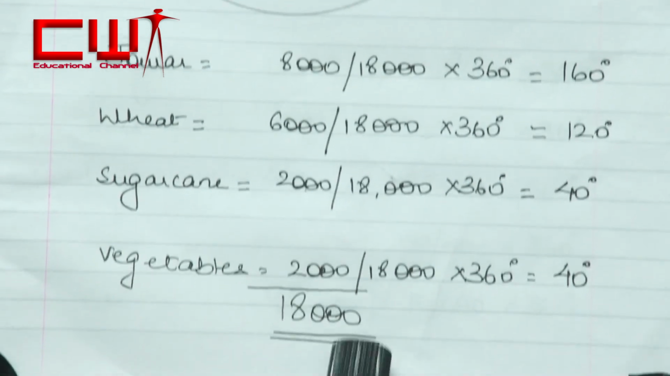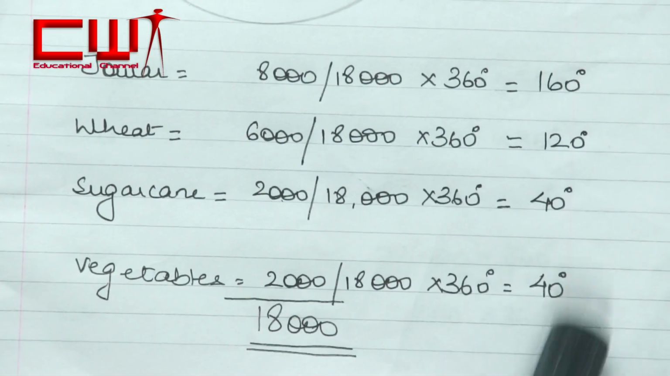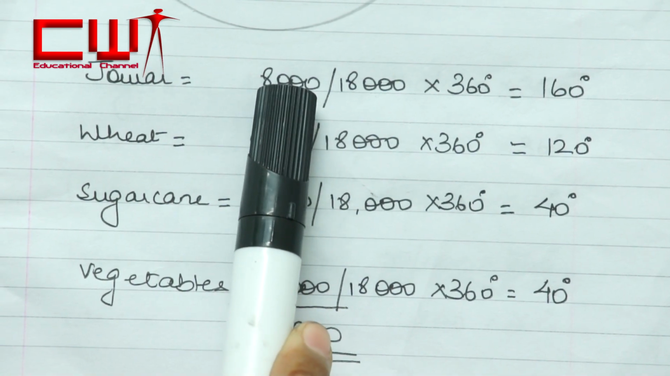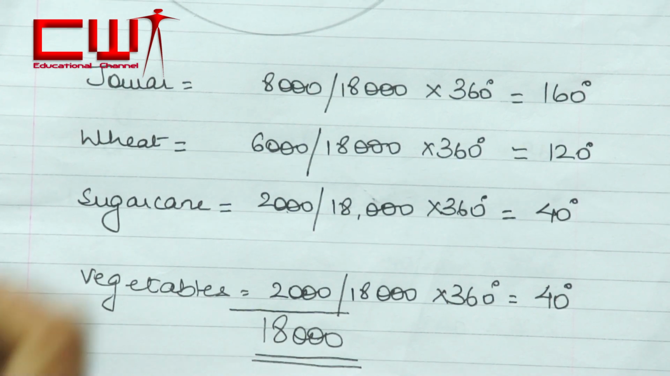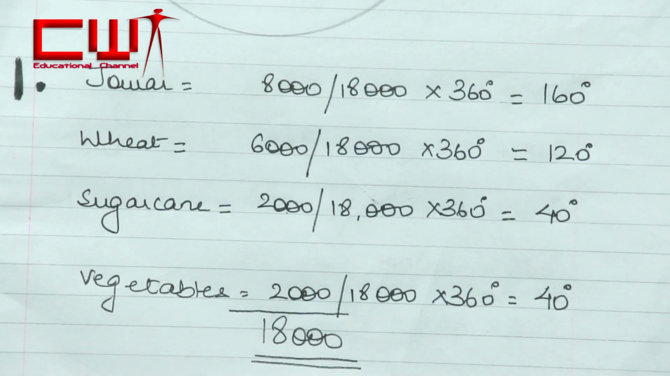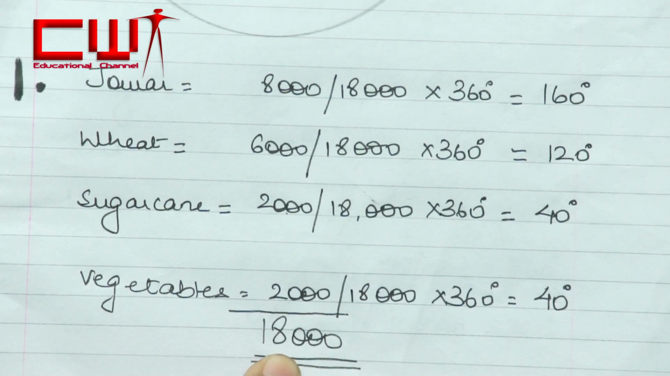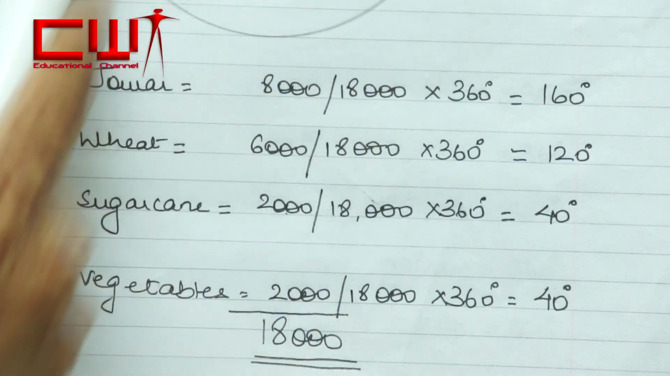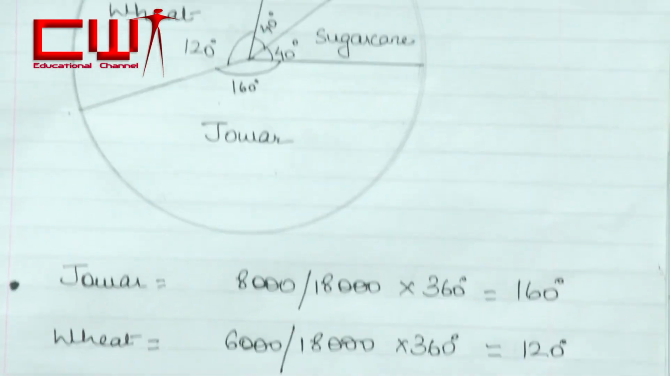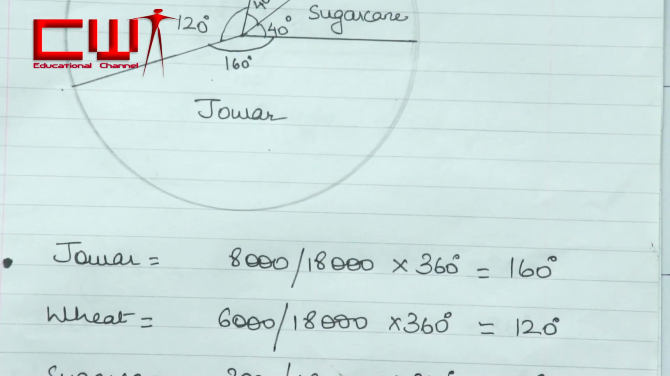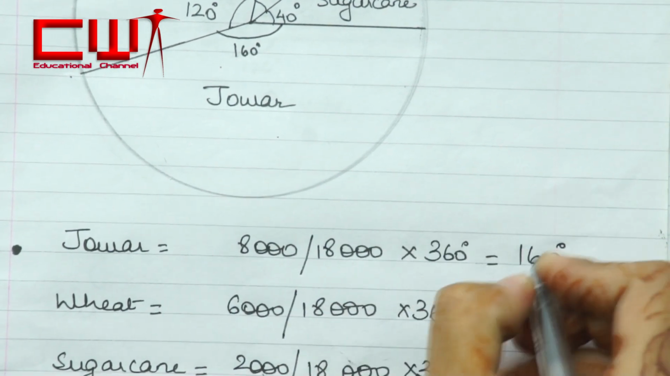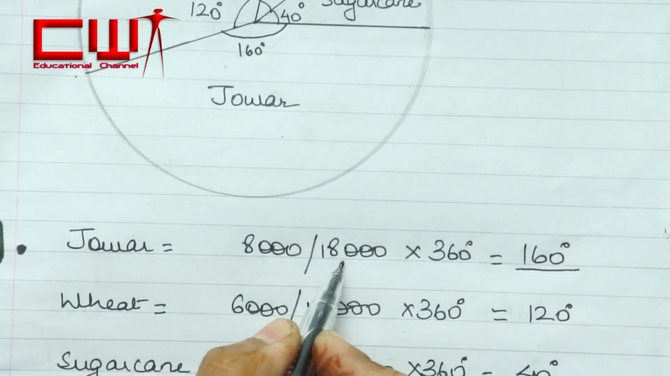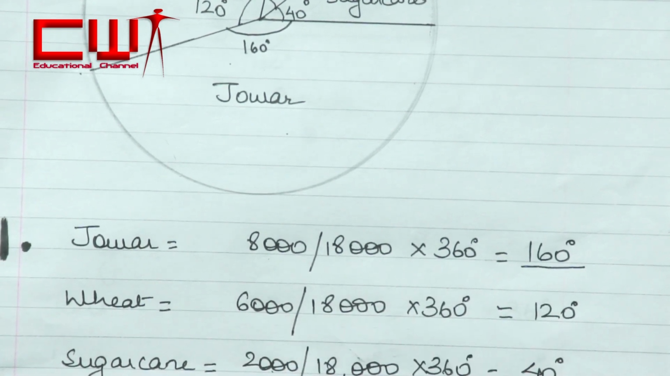The total is 18,000. Don't look at the circle, first see how the calculation is done. Whatever the figure is given, 8,000 divided by the total, right? First thing is jowar. That is 8,000 divided by the total 18,000 into 360 degrees. Why 360 degrees? Because the circular form, the total is 360 degrees, right? So 8,000 divided by 18,000 into 360 degrees. Whatever will come, here it is coming 160 degrees.